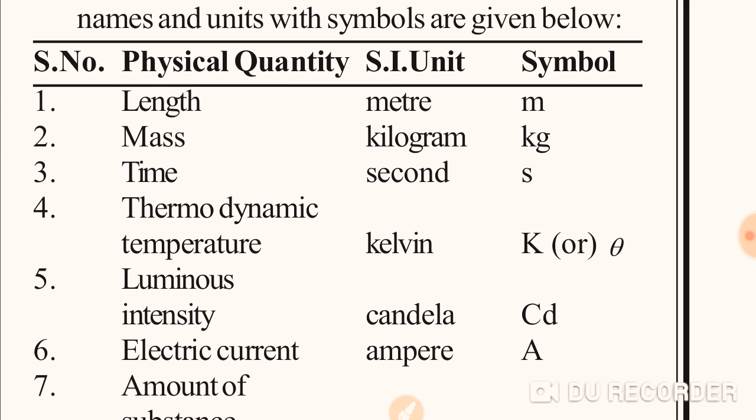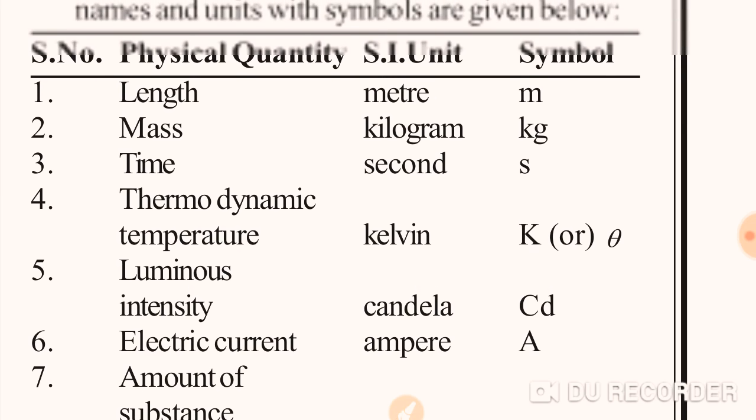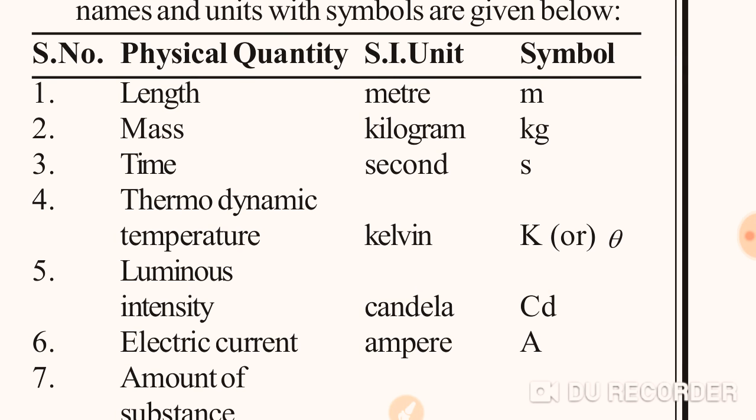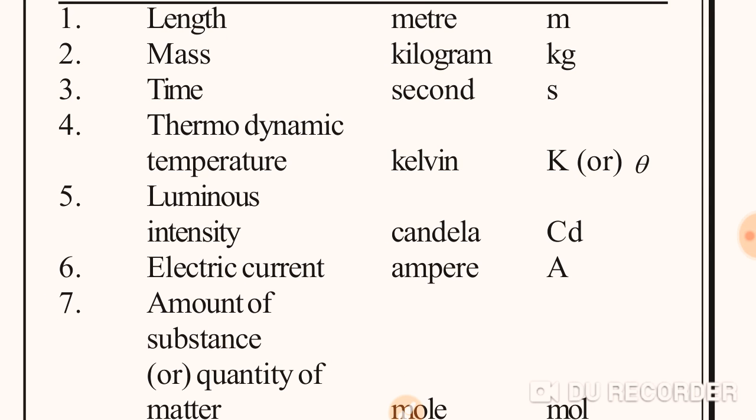Physical quantity, SI unit and symbol. Length: SI unit meter, symbol m. Mass: SI unit kilogram, symbol kg. Time: SI unit second, symbol s. Fourth, thermodynamic temperature: SI unit Kelvin, symbol K.